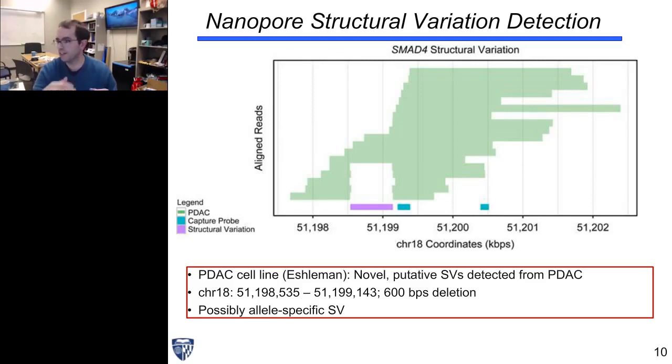Remember, we have 2 copies of every gene, so this seems to be a heterozygous or a partial deletion. So either some of the cells in the sample had the deletion and some didn't, or perhaps one of the alleles had a deletion in this area and the other allele did not.